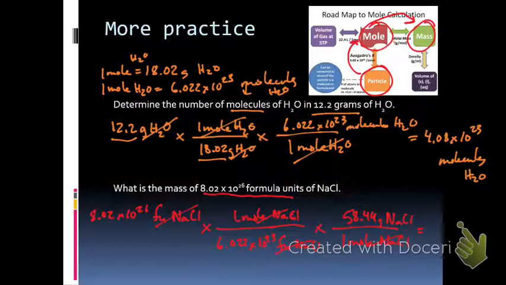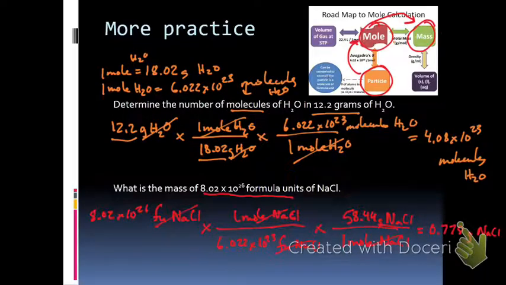All right, so 8.02 times 10 to the 21, divide that by 6.022 times 10 to the 23, and then we're ultimately going to multiply that by 58.44, which is the molar mass of sodium chloride. So your answer is 0.7, how many sig figs do we need? We need 3, 0.778. What are my units? Well, they're right here, grams of NaCl.